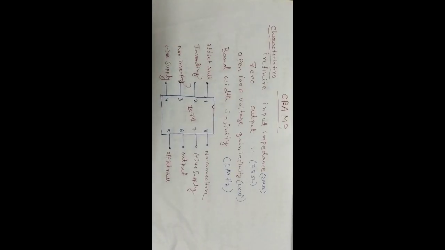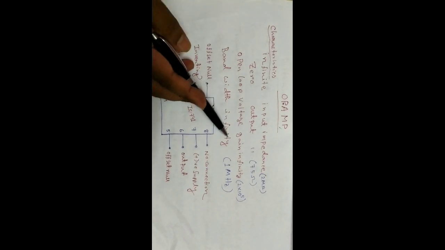Now we discuss one vital topic for the MSc entrance examination, that is op-amp. Op-amp means operational amplifier, one type of amplifier. At first we discuss the characteristics of op-amp. It has infinite input impedance and zero output impedance, and open loop voltage gain is infinity, bandwidth also infinity.